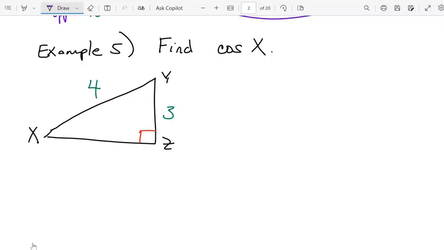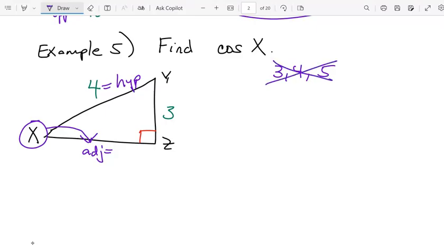Okay, in this last example, we're asked to find the cosine of angle X. Here's angle X. To find the cosine, we need the adjacent leg, which is not given, and we also need the hypotenuse, which is 4. Now, it may be very tempting on this one to think that this is a 3, 4, 5 triple because we do have 2 sides of 3 and 4, but for the 3, 4, 5 triple, 5 must be the hypotenuse, so that's not going to be the case here.